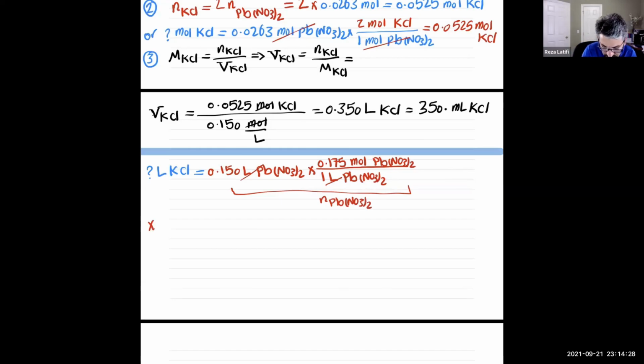Then you transfer mole of lead nitrate. So you say mole of lead nitrate, 1 mole of lead nitrate reacts with 2 moles of KCl. So use the mole ratio, and that's going to give you number of mole of KCl. Now that you have number of mole of KCl, if you divide it by the molarity, it will give you the volume, which is step 3.